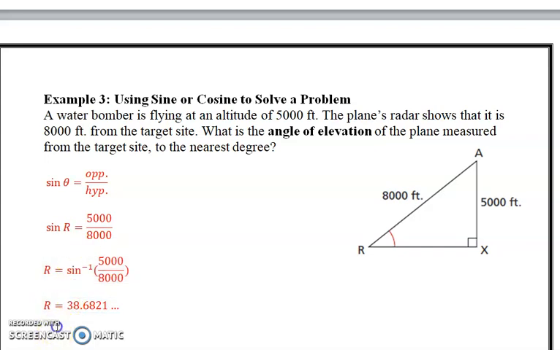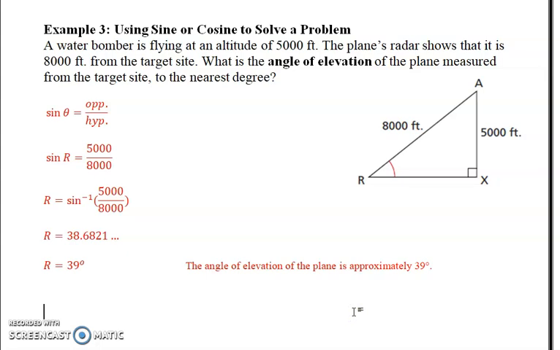And then you go back and you look to see if they've actually asked you to round it to a certain value. In this case, it's to the nearest degree. So that means the 6 is going to round the 8 up to a 9. So it's going to be 38 degrees. Okay, so it's going to be 39 degrees. My apologies. All right. And we can answer with a sentence. What is the angle of elevation of the plane measured from the target site to the nearest degree? The angle of elevation of the plane is approximately 39 degrees. And that's it. That's all there is to it.